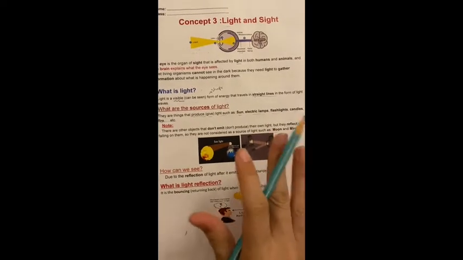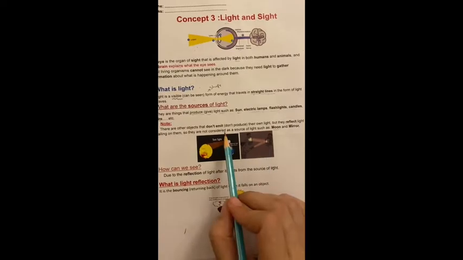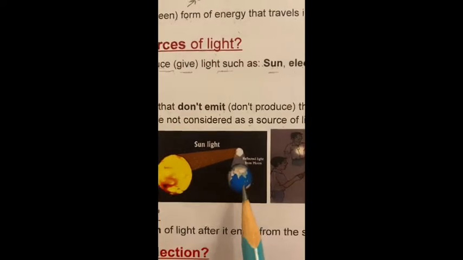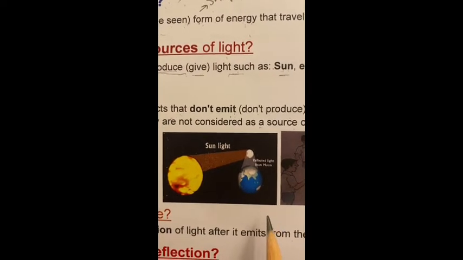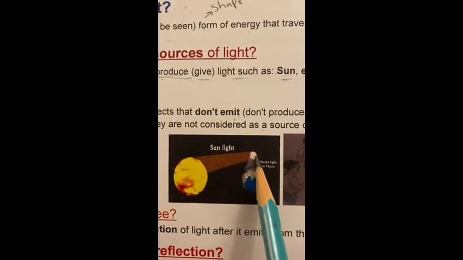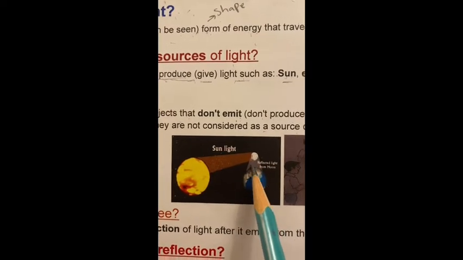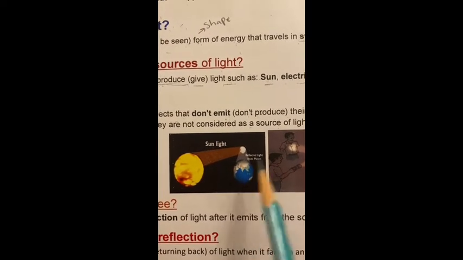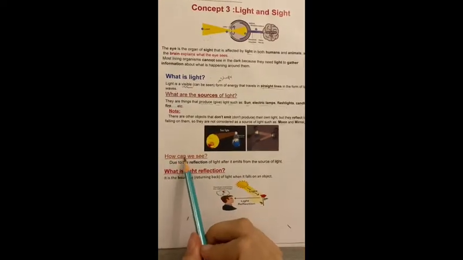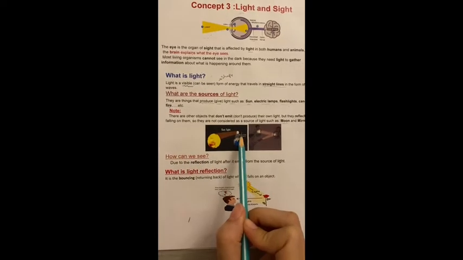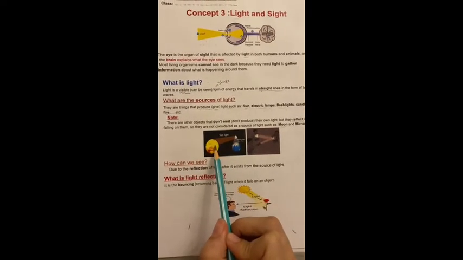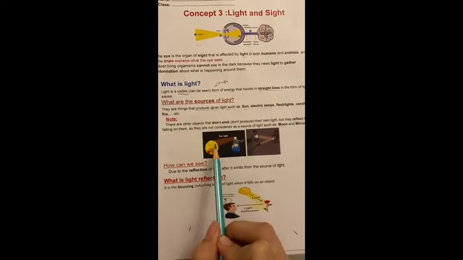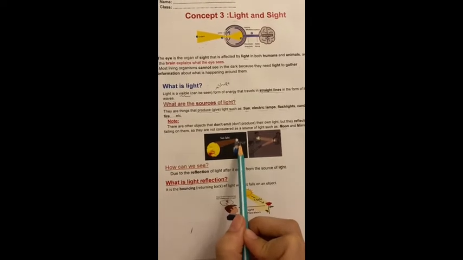The moon is a dark body. The moon doesn't produce light. It just reflects the light of the sun. When the sunlight falls on the moon, it will be reflected from the moon. That's why we can see it shiny at night. Now, can we see the moon if it didn't reflect the light of the sun? Can we see the moon if there is no light?